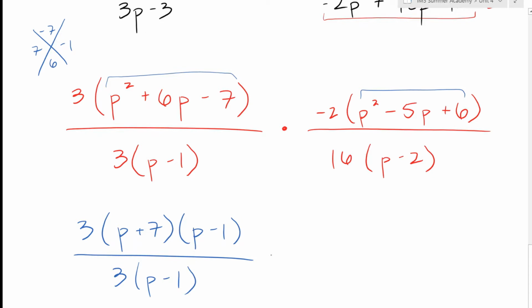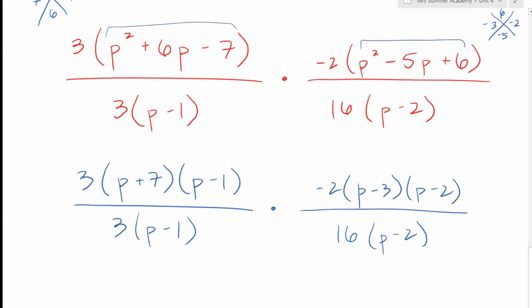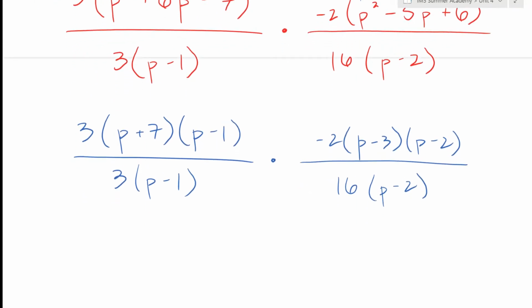Now we're starting to see things that will cancel. Over here we do our x factor, we get 6 on top, negative 5 on bottom. The thing that completes that would be a negative 6 and, ooh, actually not that combination, a negative 3 and a negative 2. P minus 3, p minus 2, 16, p minus 2.